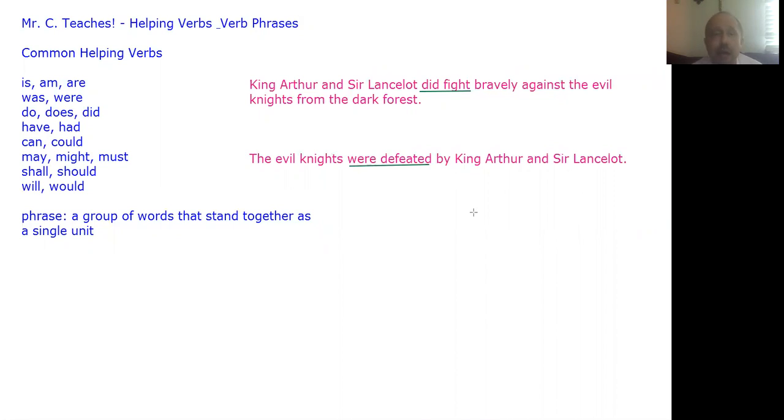I could have said, King Arthur and Sir Lancelot will have been fighting bravely against the evil knights from the dark forest. And if I had said that, will have been would all be helping verbs. So three helping verbs. Anyways, this is something to pay attention to with these new types of sentences we're looking at. It would probably be in your best interest to memorize this list of helping verbs, or at least become very, very familiar with them. And that's it for this video.